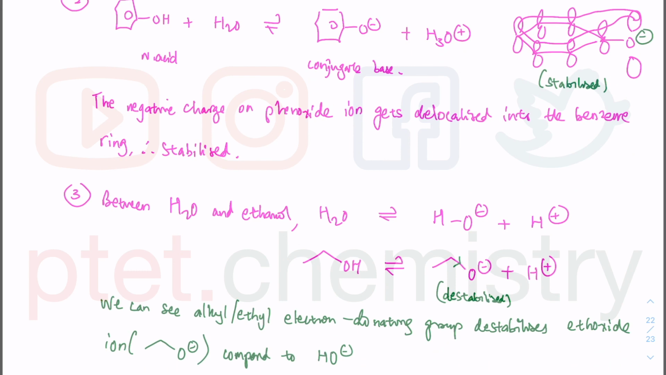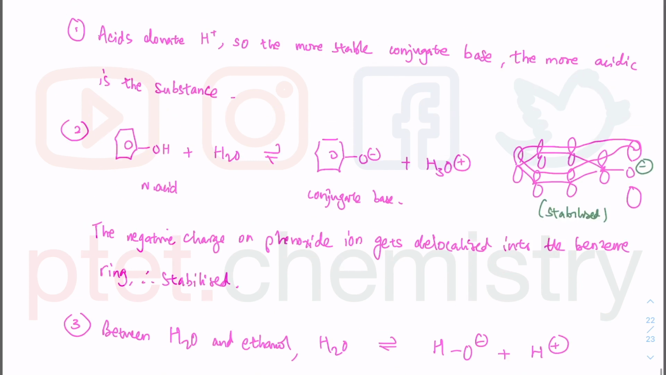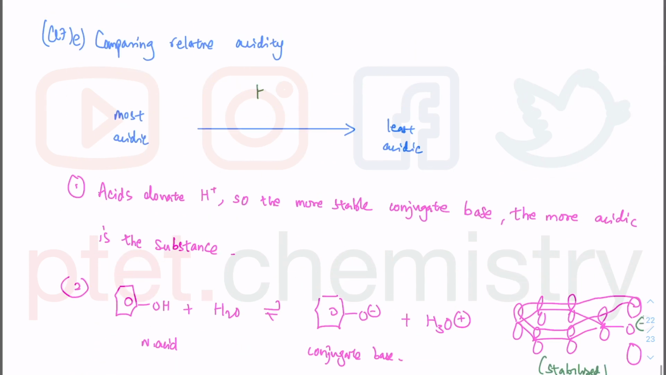This is destabilized because of the alkyl electron donating group that further introduces electron density into something which is already rich in electrons. So it's destabilizing the ethoxide or any sort of alkoxide ion, and therefore it becomes less stable than the hydroxide ion. So this is going to be less acidic than water. So water is going to be somewhere in between. The most acidic is going to be phenol, followed by water, and then ethanol, which is the least acidic, because one conjugate base gets destabilized and the other gets stabilized. All of this is relative to water.